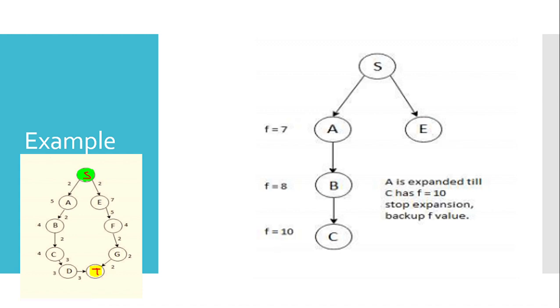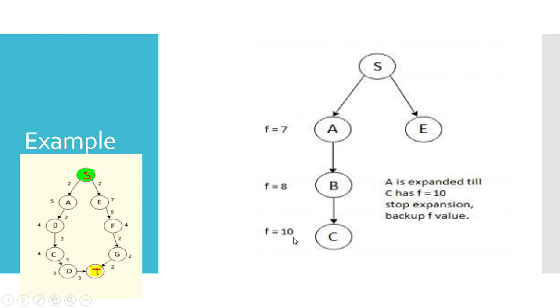But over here we have to stop the expansion. Why? Because the f limit was 9. The cost of E was 9, so that was the alternative path and the limit was 9. Over here we have exceeded the limit, because the limit was 9 and we have reached a cost of 10.